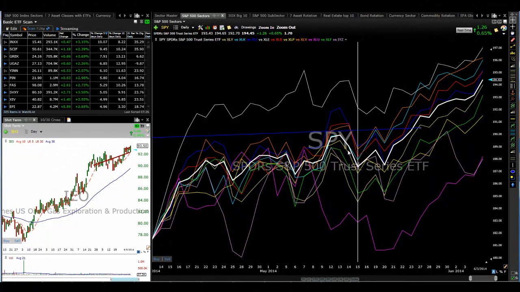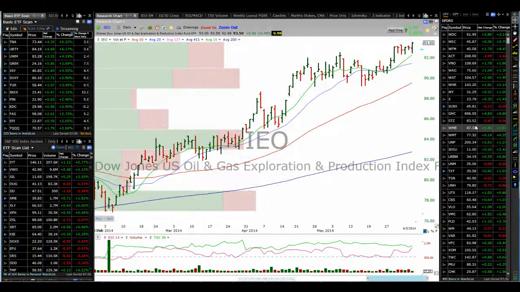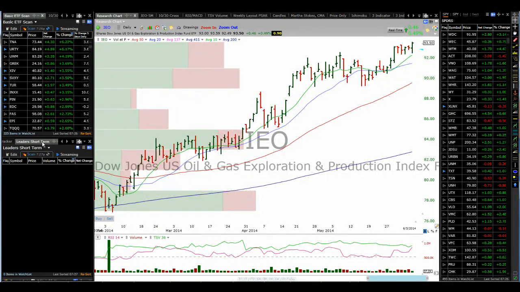I just call it a sector rotation desktop, and I set the watch list up within that desktop so that it corresponds with whatever I want to do. It gives me the list of the holdings of the ETFs on the far right over here. It gives me over here anything that I want to look at. I have what is called a leader short-term scan that I can run, which is empty.